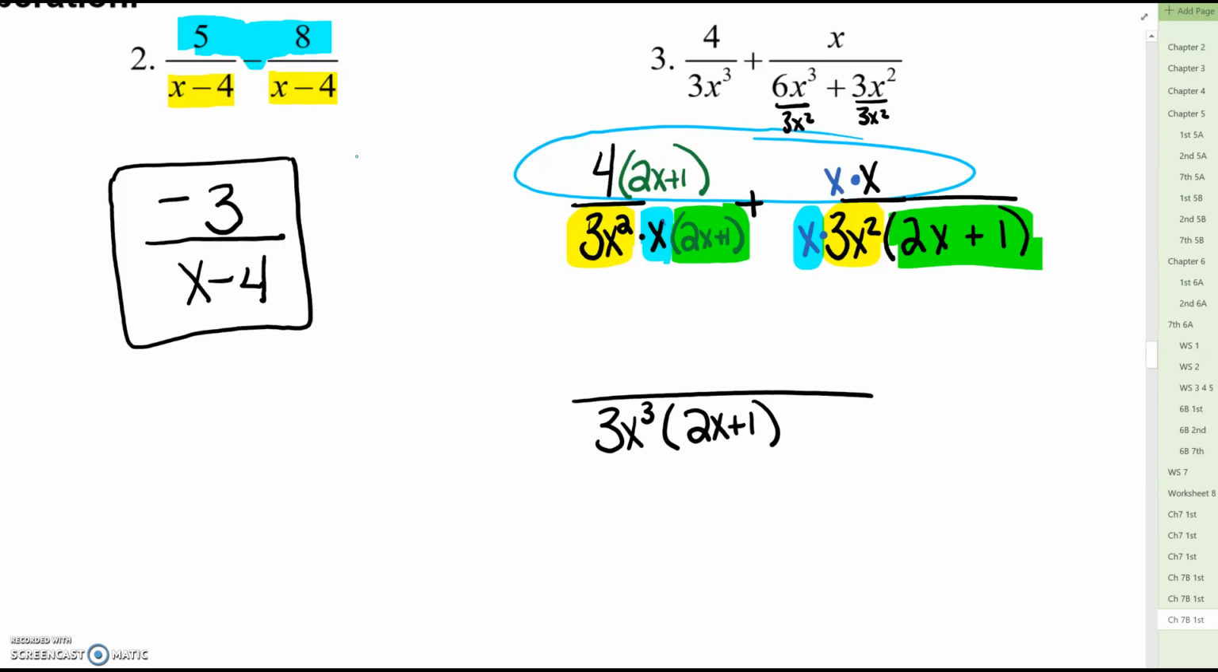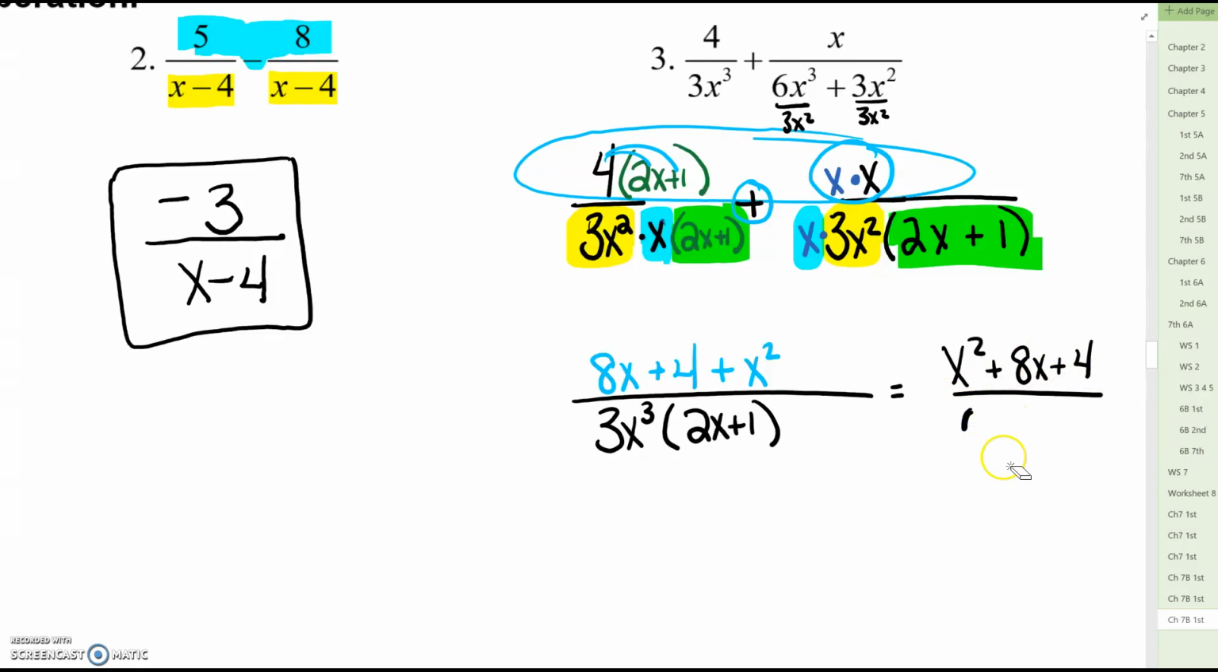Now we need to find the numerator. What do you suppose we're going to have to do in that first numerator? Distribute. 4 times 2x is 8x. 4 times 1 is 4. And then it says plus x times x, so that would be plus x squared. Technically, I should make you rewrite this as x squared plus 8x plus 4 over 3x to the third times the quantity 2x plus 1. However, if you didn't rewrite it in that order, I would count it as correct. I don't really care about the order. That's not the most important thing that we're doing right now.